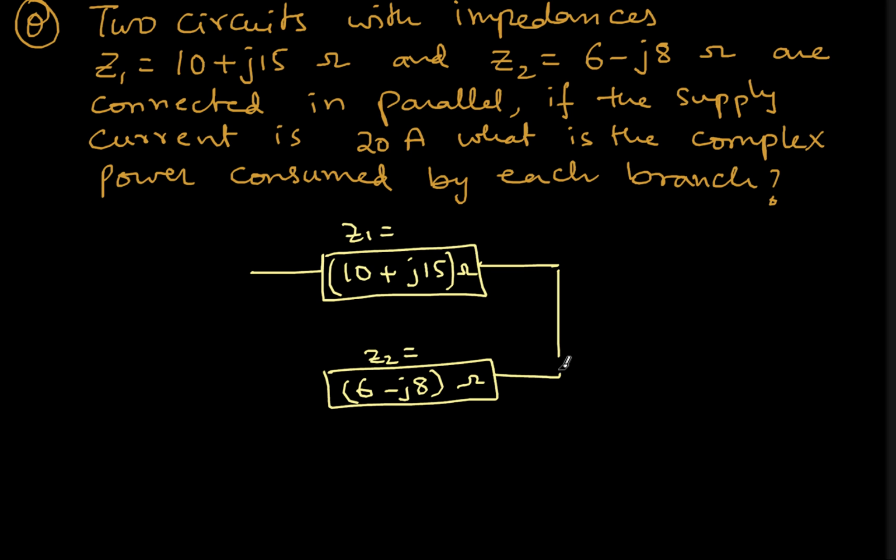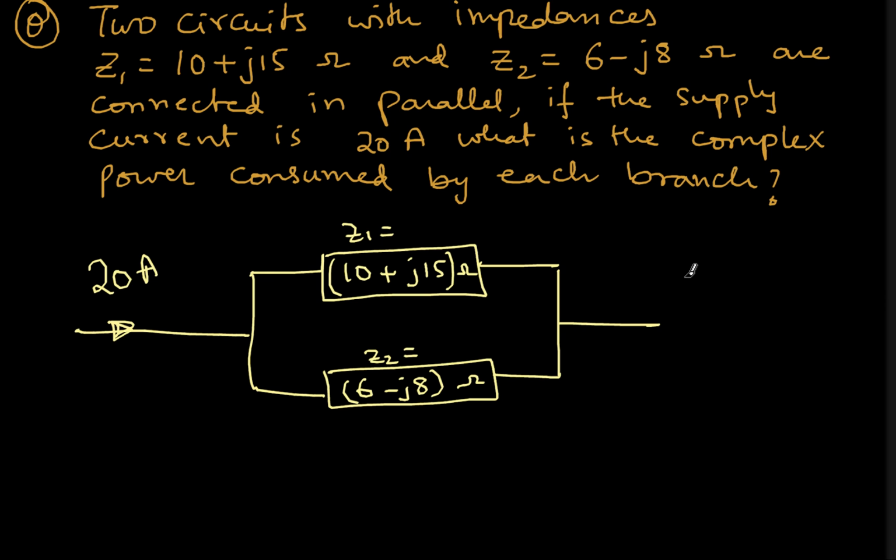Now these two are connected in parallel, and the total current entering this is 20 amperes. So imagine that there is a current source which is pushing 20 amperes of current into these two branches. So this is the first branch and this is the second branch. Now you all know that the current will go through the least resistance path. So out of these two, whichever has the least resistance, there the current will go. But not the entire current, the remaining current will flow in the other one. So the current sharing principle will apply here. So the question is, find the complex power consumed by each branch.